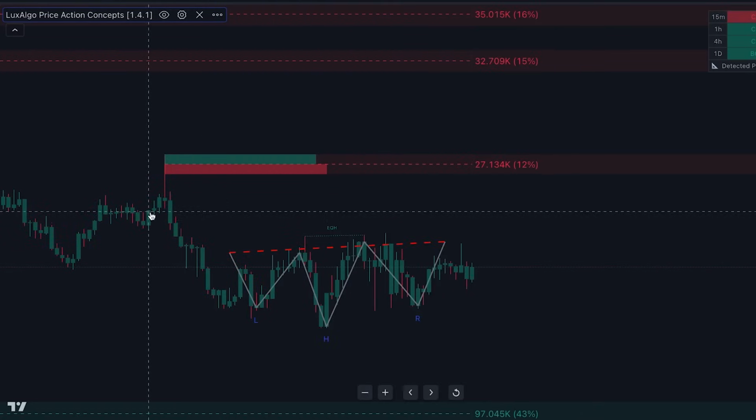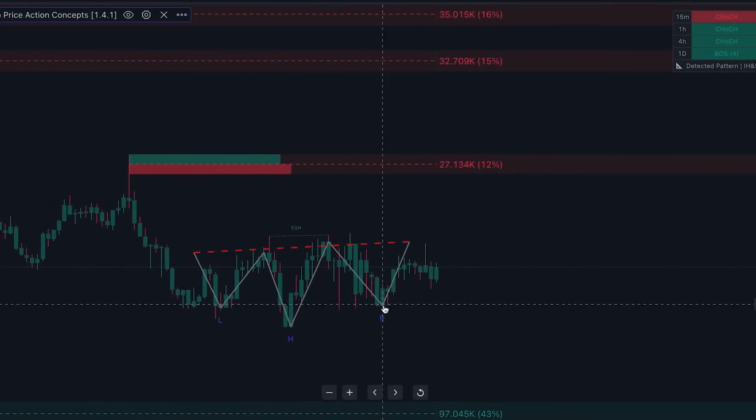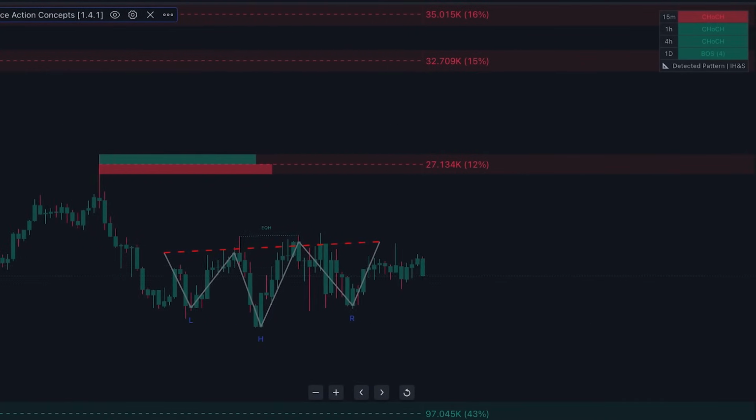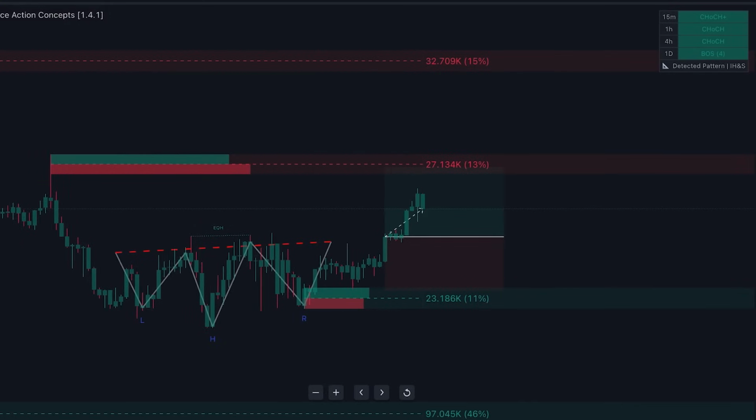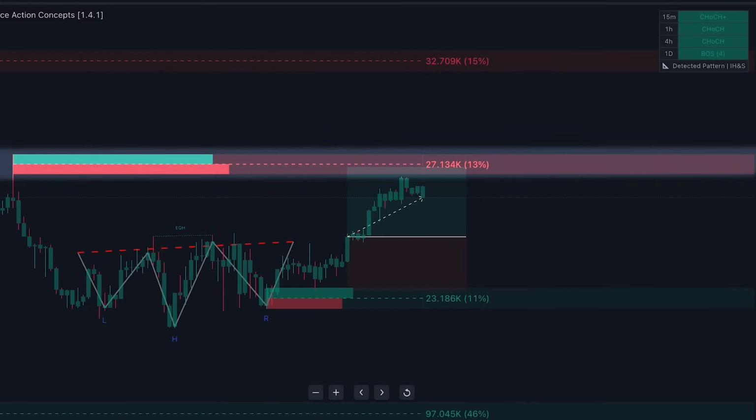As you can see, the market structure is bullish for this entire area, and we have a bullish pattern in this zone. So what we can do is wait for price to break out of this pattern in the market structure direction and take a trade targeting an order block.